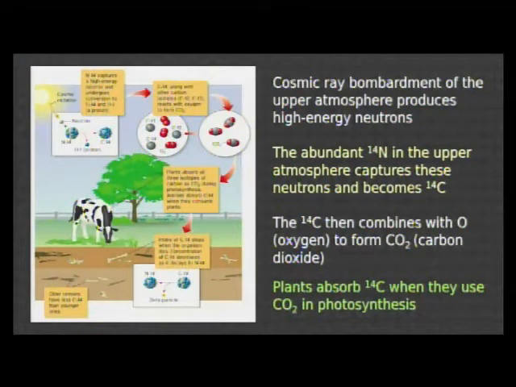How is radiocarbon produced? Well, it's produced in the upper atmosphere. Cosmic rays from outer space bombard the upper atmosphere and produce high-energy neutrons. These neutrons interact with abundant nitrogen-14 in the upper atmosphere, and as a consequence, a neutron gets added to the nitrogen nucleus of the nitrogen atom and it becomes carbon-14. That carbon-14 in the upper atmosphere combines with oxygen and forms carbon dioxide, and that comes down into the biosphere.